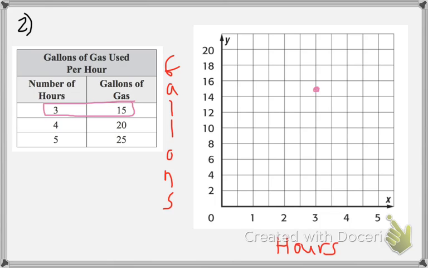Okay, and then we have our next ordered pair, which is 4, 20, right? 4 on the x-axis, we go up to 20 on the y. And then for 5, right, we have 25, so we go to 5, now it kind of stops here, so that would be 22, so it's going to be up here somewhere. I'm not sure where this graph cut off there. Okay, so now what we do is we connect the points.